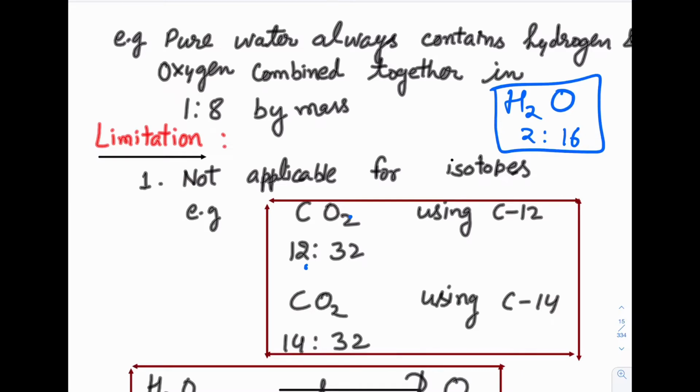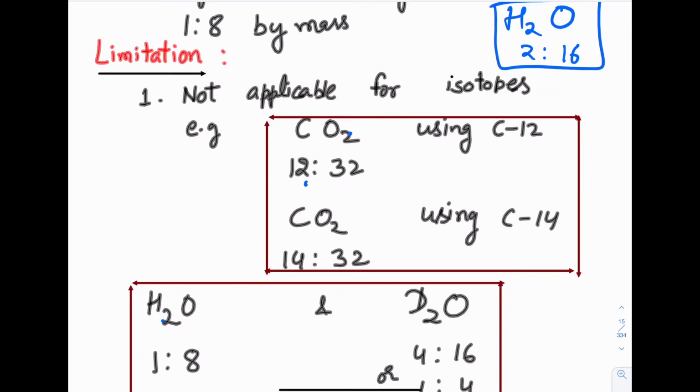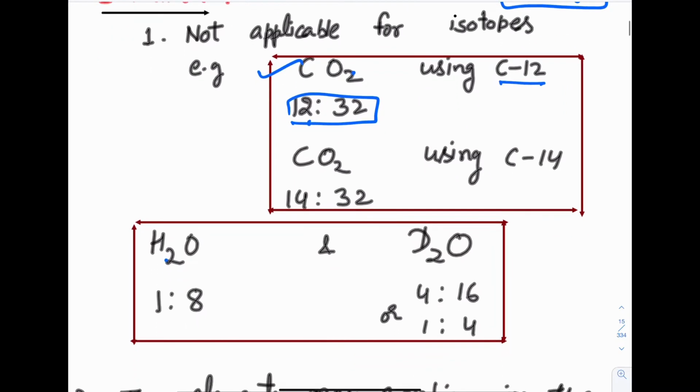But in the case of isotopes, this ratio may change. Like if it is CO2 with carbon isotope carbon 12, then the ratio will be 12:32. But if carbon is present as isotope carbon 14, then this ratio will be different. So we have to mention which isotope we are using for this law.